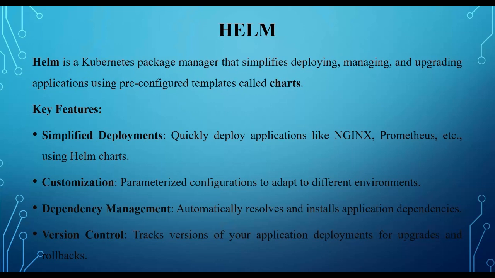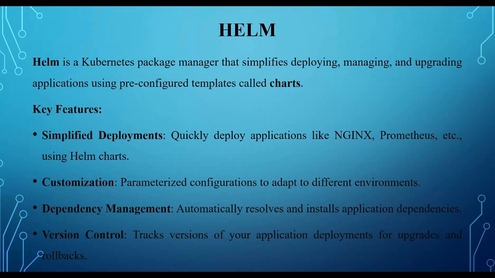The next is Helm. It's a Kubernetes package manager that simplifies deploying, managing and upgrading applications using pre-configured templates called charts. The key features are simplified deployment, customization, dependency management, and version control. In simplified deployment, it quickly deploys applications like Nginx, Prometheus, etc. using Helm charts. So using Helm charts, we can deploy applications easily and quickly.